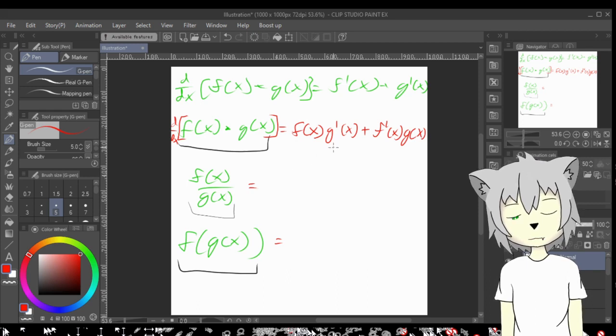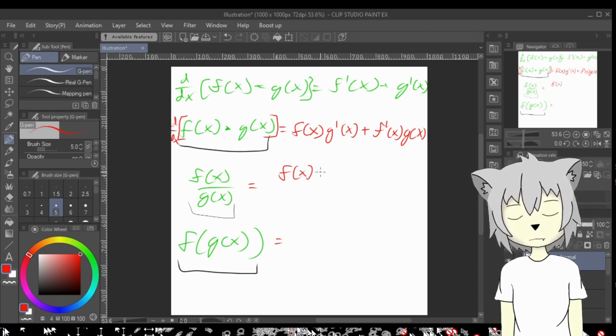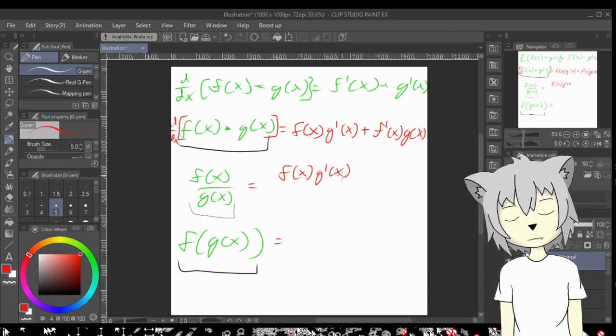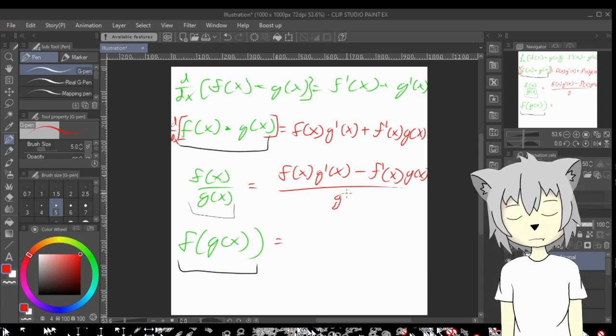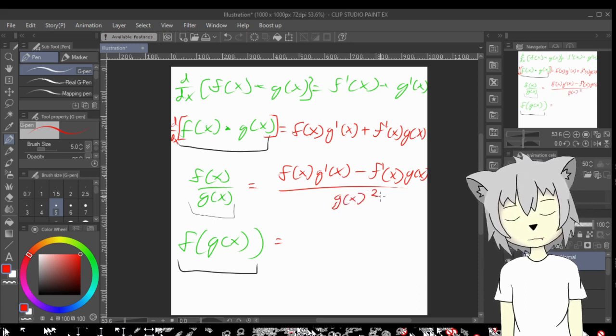And the quotient is similar to this, except because it's a bit inversed, it's basically the same thing. It's g of x times f prime of x minus f of x times g prime of x, over g of x squared. Or you could notate it like that.